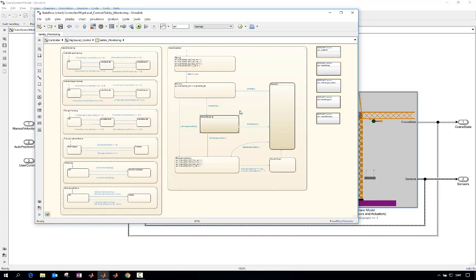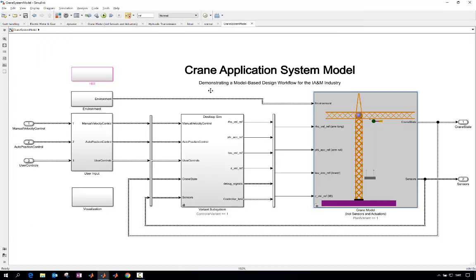So this is where we handle the safety logic, and on the left-hand side, we monitor different signals coming in to detect issues. For example, we detect range violations, etc. We also keep track of this flag signal.